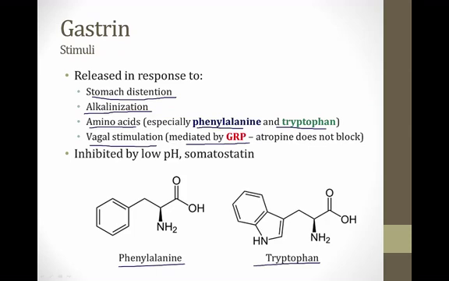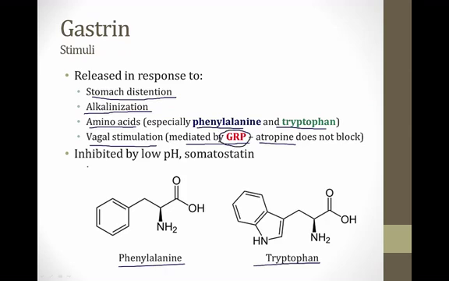It's an appropriate name for this peptide. And the reason this matters is because antimuscarinic agents that block acetylcholine, like atropine, do not block gastrin stimulation of acid release, and that's because the neurotransmitter GRP is used in this one special situation.